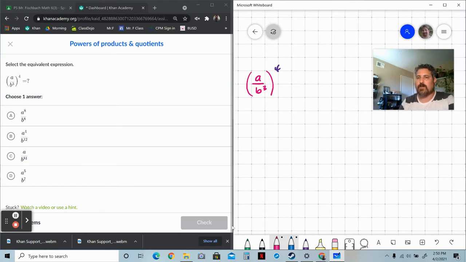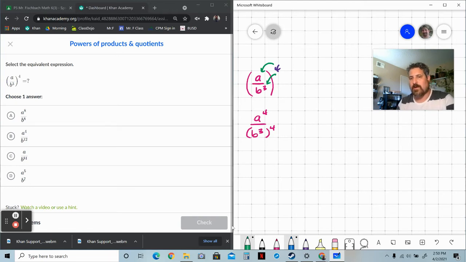You could expand it out and write the whole thing out, but I don't think you need to. Remember, when you're raising a quotient or a fraction to a power, you raise the top to that power, you raise the bottom to that power. So this is the same as a to the fourth over b to the third to the fourth. That's an equivalent statement. So you're basically raising the top to that power, raising the bottom to that power, right? So that's kind of what you end up with.